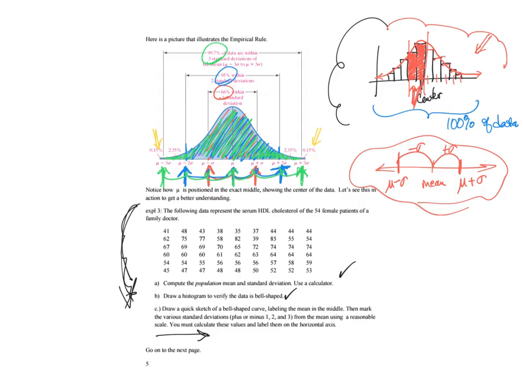So just really quickly, this is data representing the serum HDL levels of cholesterol for 54, you'll notice the 54 female patients of a family doctor. I did consider that population data, and I calculated the mean and standard deviation according to that, and you'll see that on the next page. I also drew a histogram of those 54 numbers. I made StatCrunch make a histogram, and we're going to verify that it really is in fact bell-shaped. And then we're going to do the real meat of the problem, and that's letter C, to try to show you how to organize these things into the empirical rule and how we can use it to answer many, many questions that we will see on the page after that.